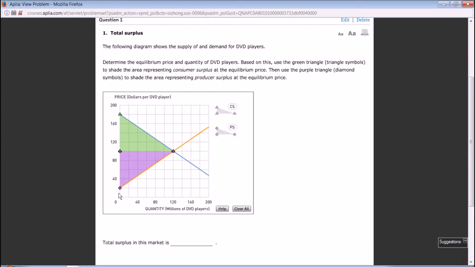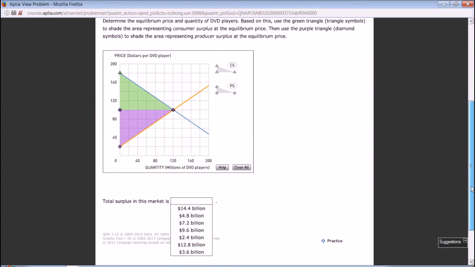Similarly, for this purple triangle, it is the length of this side multiplied by the length of this side. So it's 80 multiplied by 120 divided by 2. So it's 4800 as well. So altogether it's $9.6 billion. So that's total surplus.